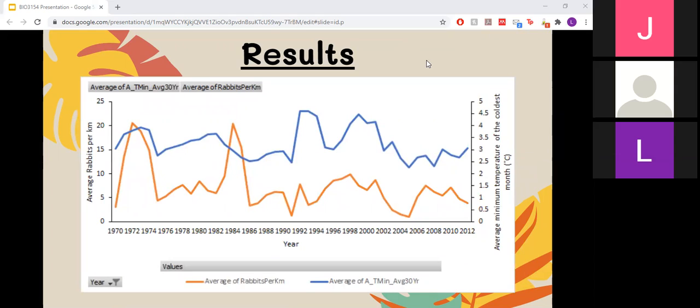And this is a similar graph, but with the average temperature of the coldest months, as well as rabbit abundance. There is not as close a trend between the two as the previous graph, but periods of very cool years see a decrease in rabbit abundance in that same year, most notably in 1975, 1991, 2005, and 2010.